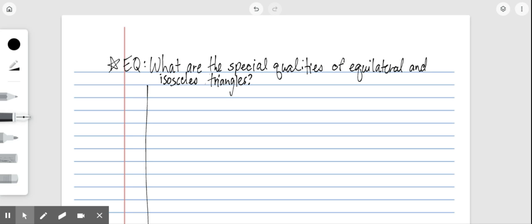All right, beautiful people. So today we're talking about what the special qualities are for equilateral and isosceles triangles. So let's start with isosceles triangles.